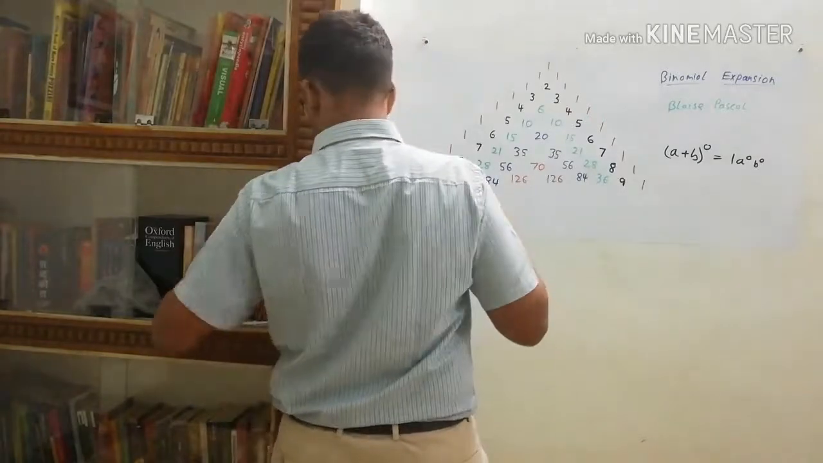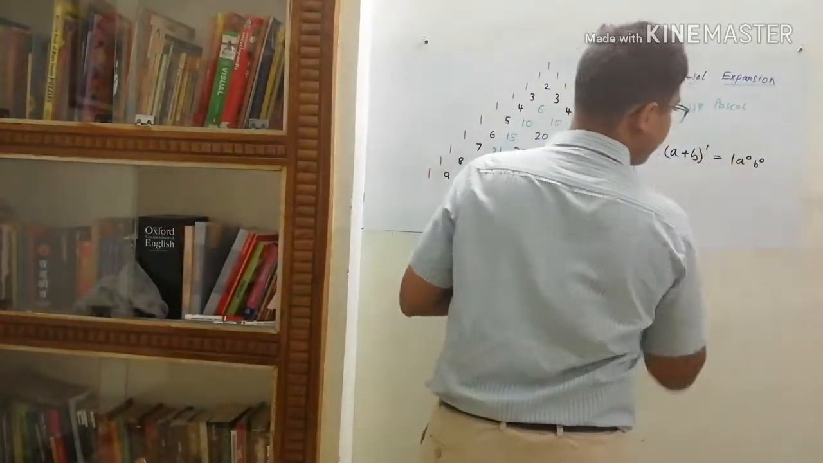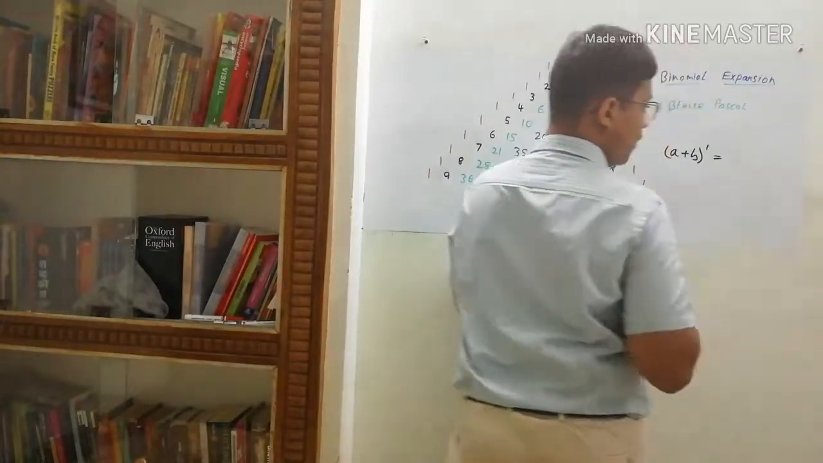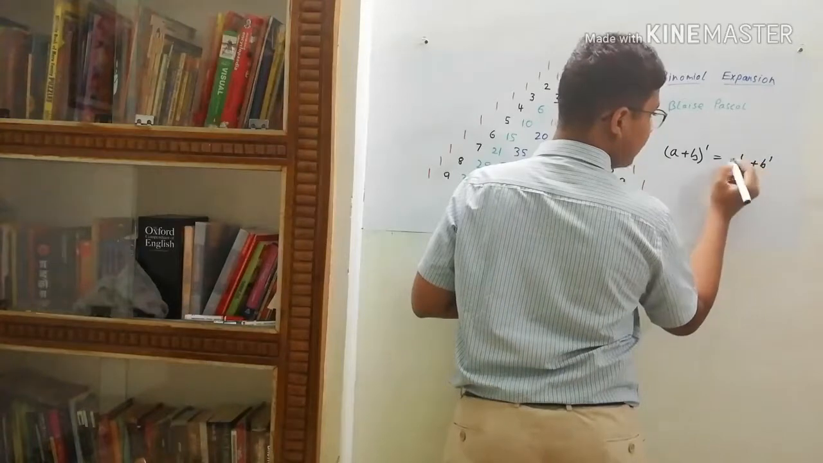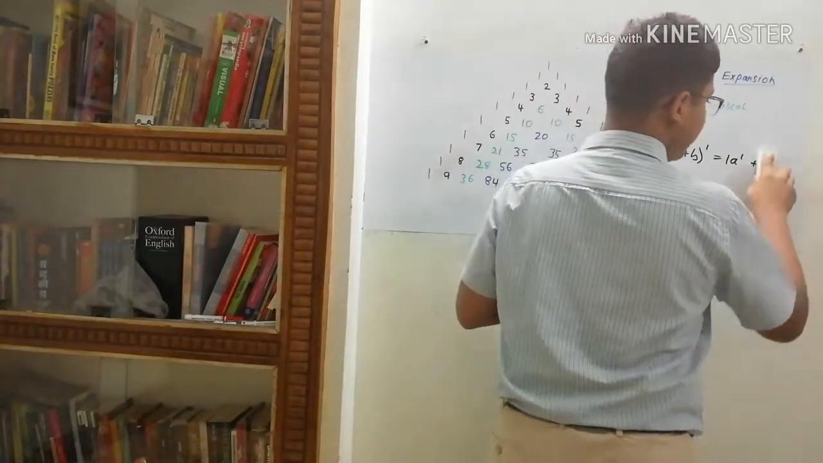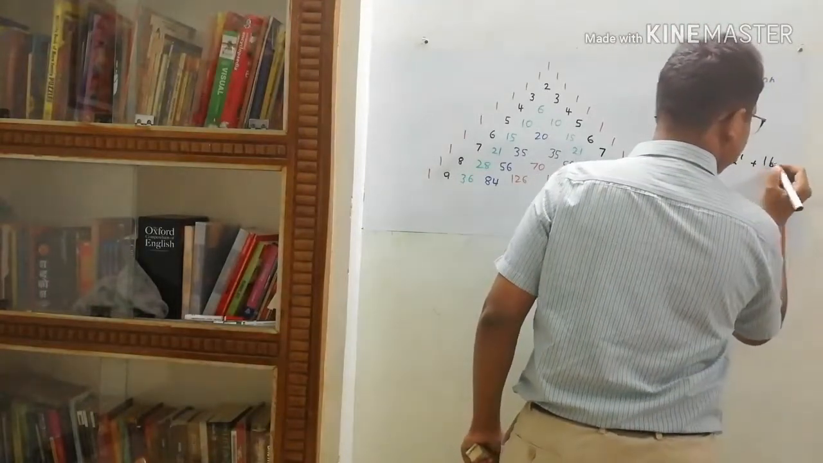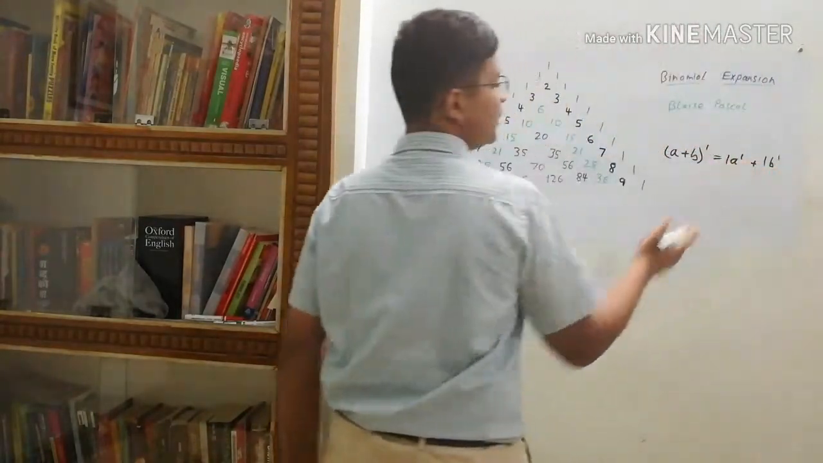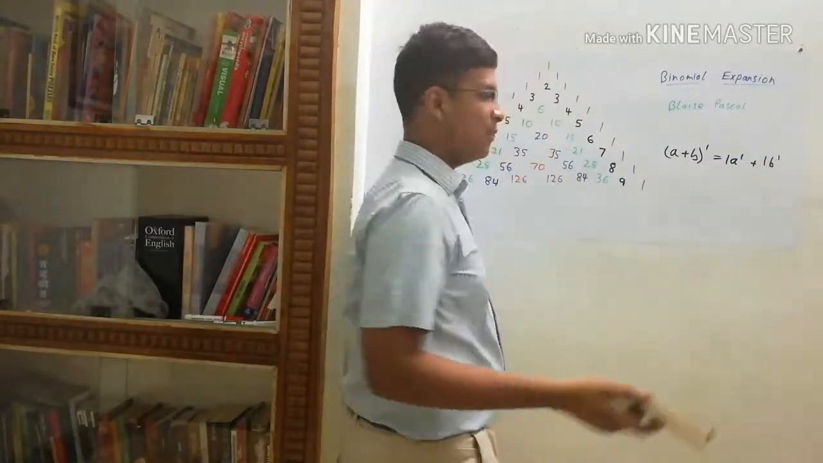Let's take (A plus B) to the power 1. So what do we get? A to the power 1 plus B to the power 1, and the coefficients are 1 and 1. So what are the coefficients? 1 and 1. See the second row. You might think this is just arbitrary, that I'm just saying so.